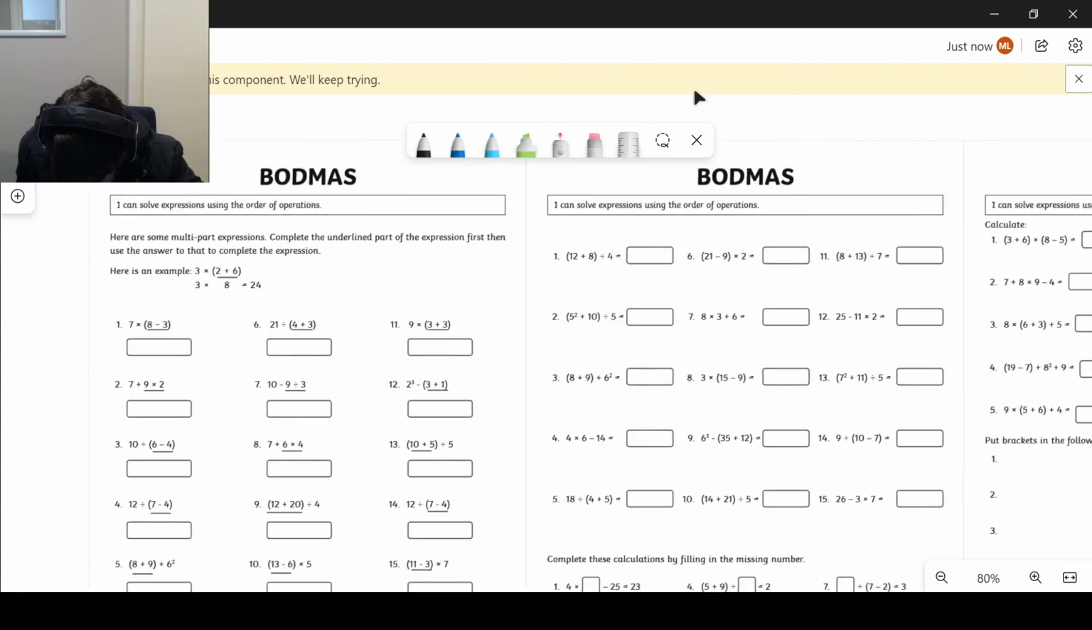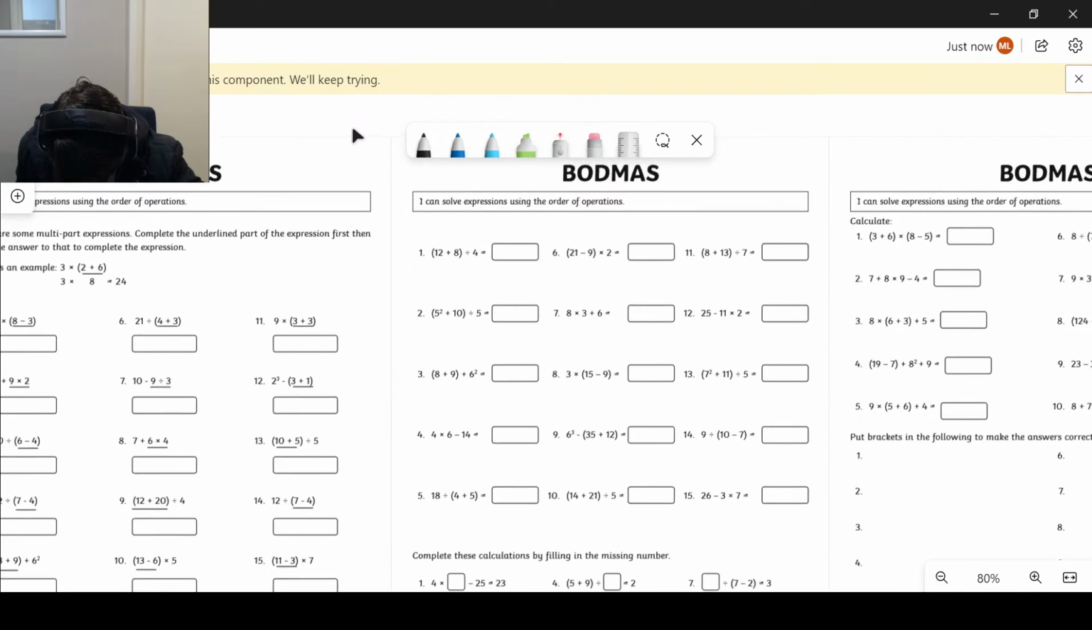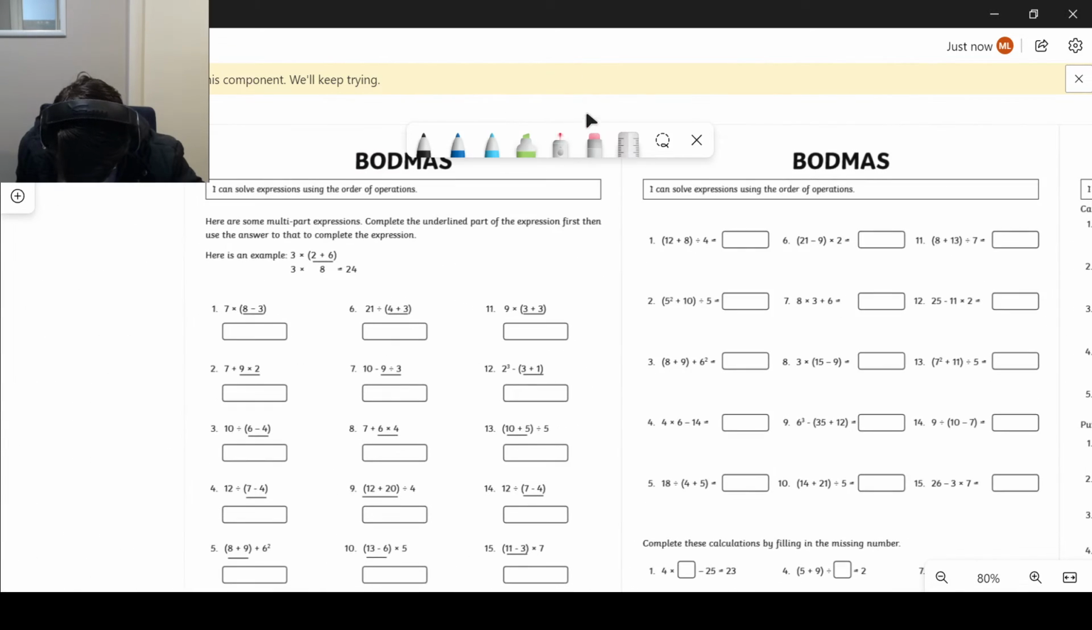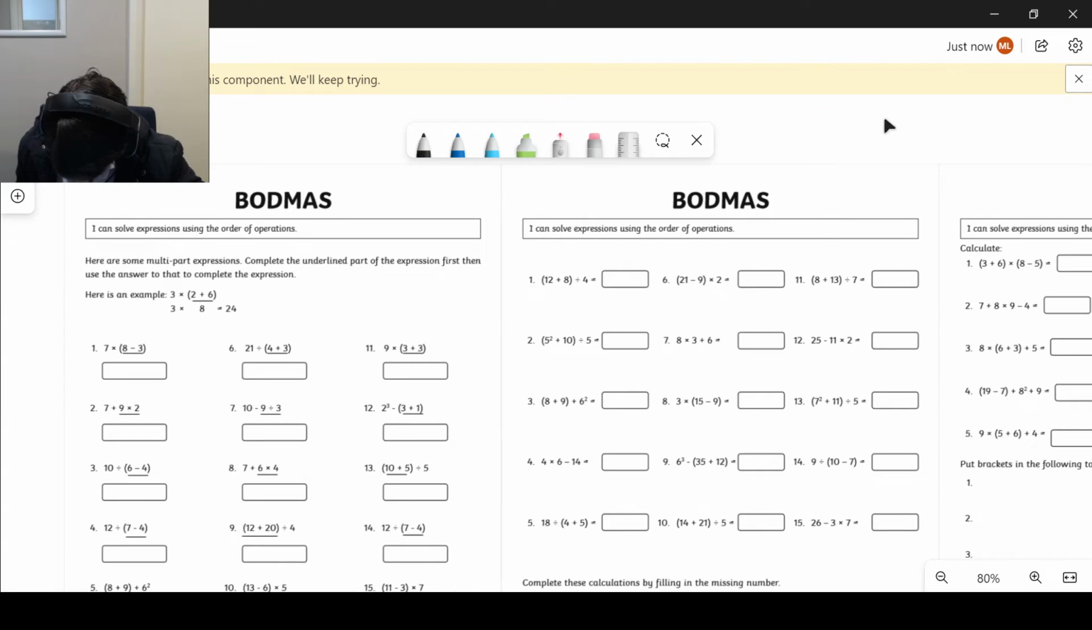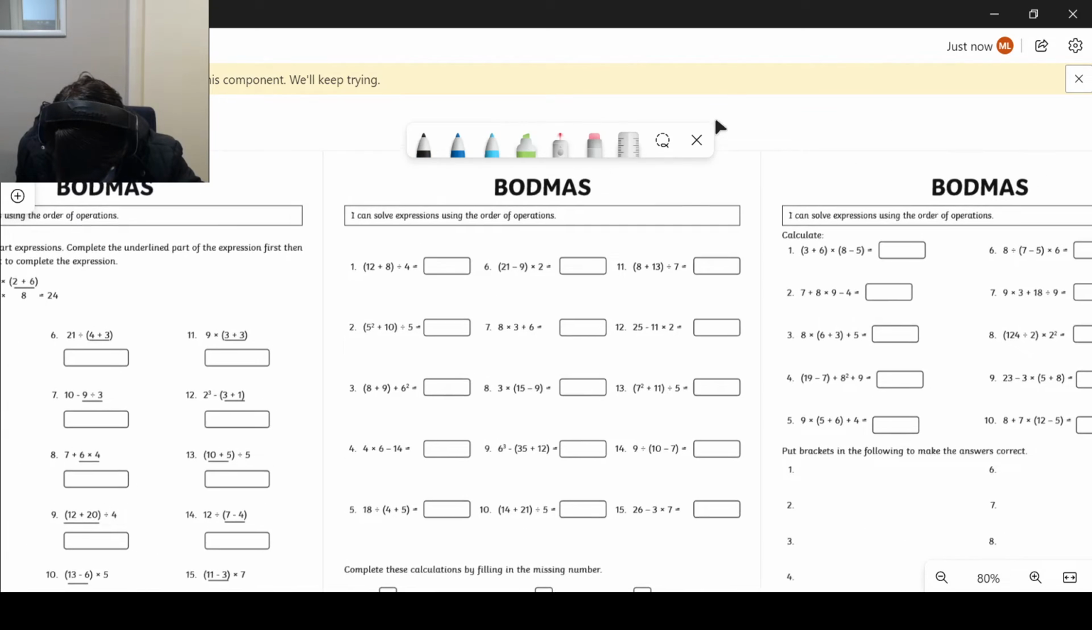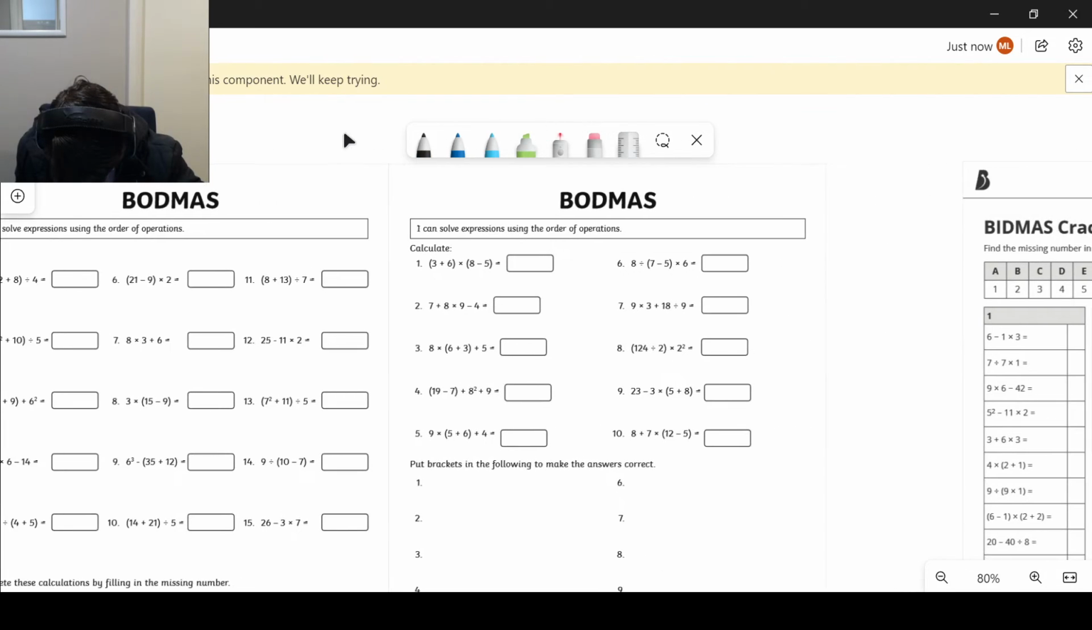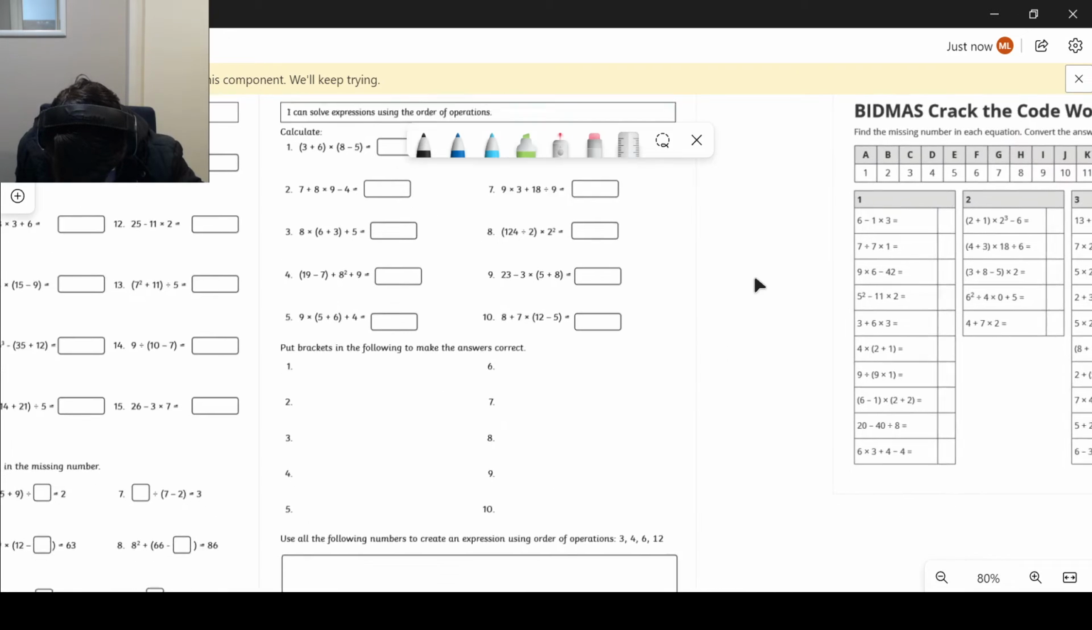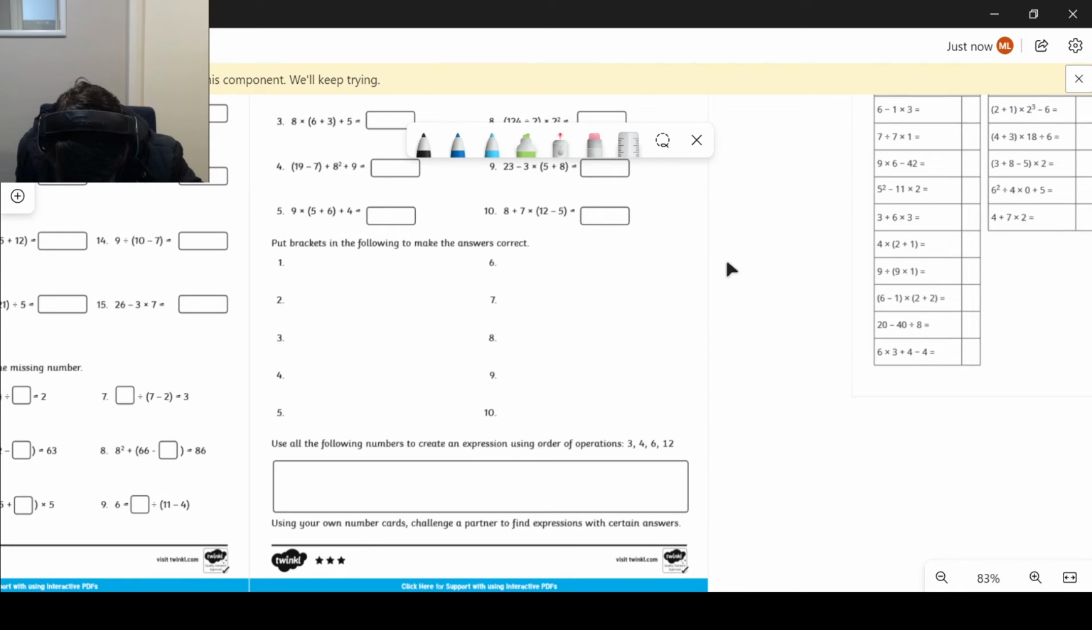I'm going to put all of these in the Google Teams in your folder, and you should be able to open it and just click on it and type into it. But if you can't, people at home will let us know. And then they get a bit more complicated as we go along if you want to try the harder ones.